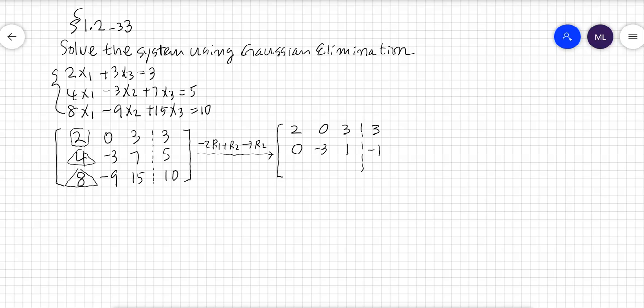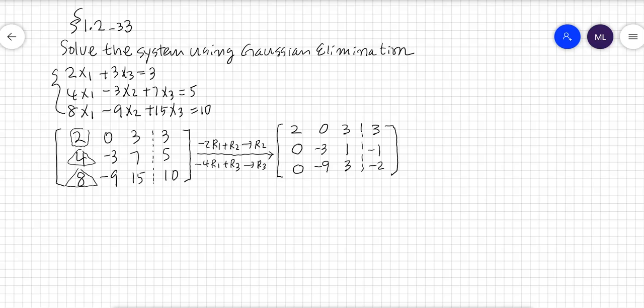And then for the same thing, to get rid of this 8, I'm going to multiply negative 4 copies of R1 plus R3 back to R3. So that will be 0, because that's negative 8. Now negative 9. And then that will be negative 12. So it will be positive 3. That will be negative 12 again. So it is negative 2.